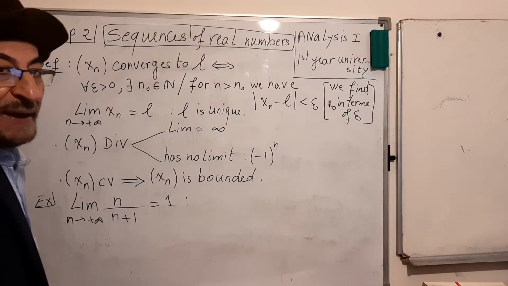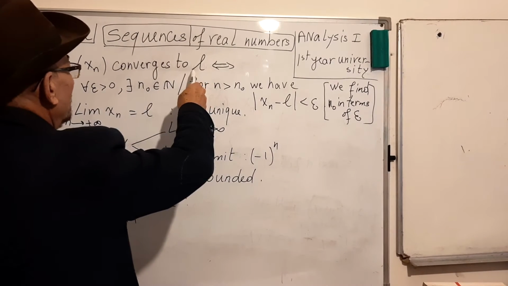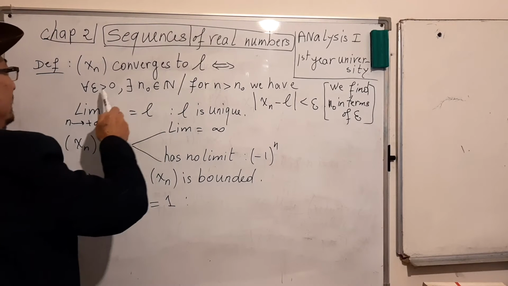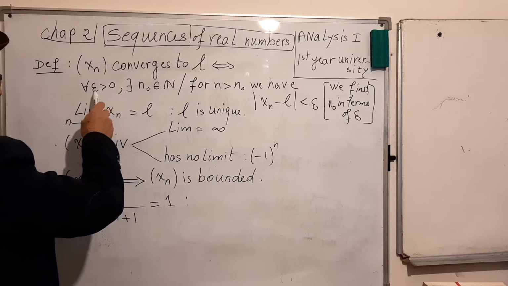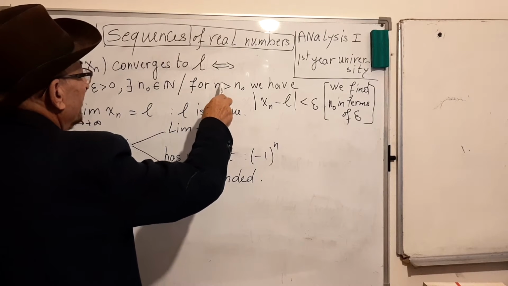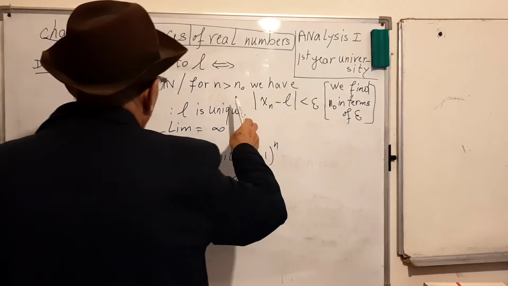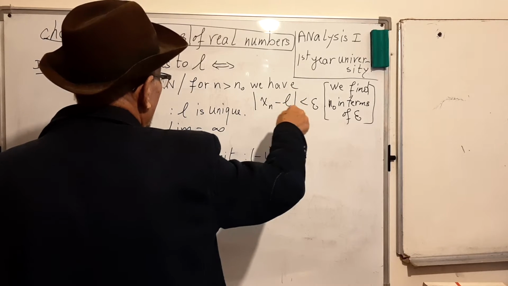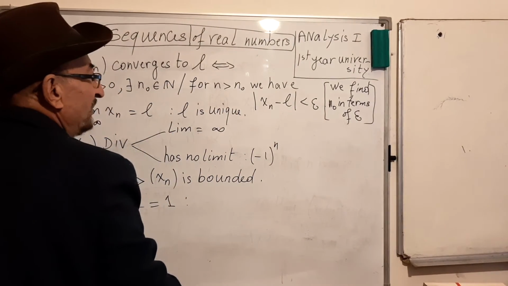For the sequence xn, we say that xn converges to a real number L is equivalent to: for every real number epsilon positive, there exists n0 belongs to N such that for n greater than n0, after an order n0 we have xn minus L in absolute value less than epsilon.